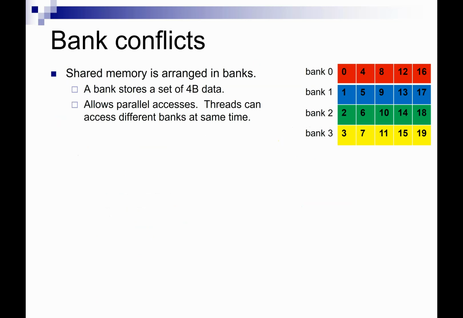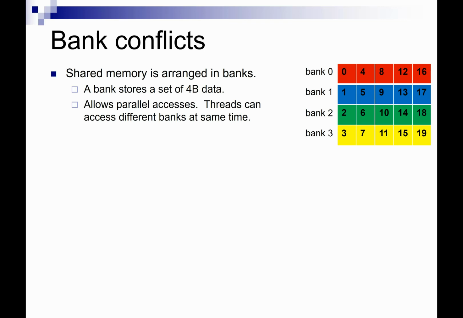Okay, so now let me try to finish up here. The final thing we're going to talk about is bank conflicts. This is something that occurs in shared memory. Coalesced accesses are for global memory, and bank conflicts are for shared memory. The shared memory is 48 kilobytes, and it's arranged into banks.